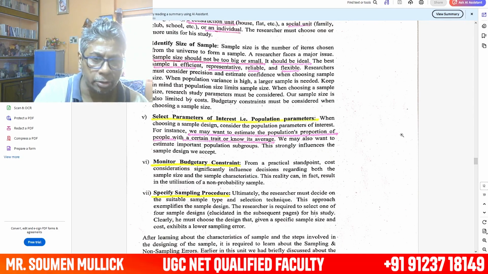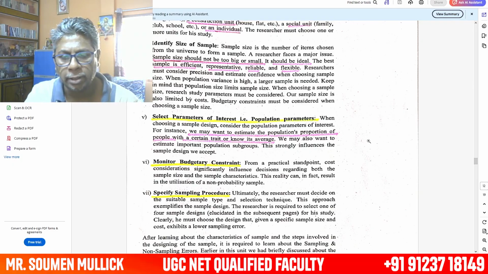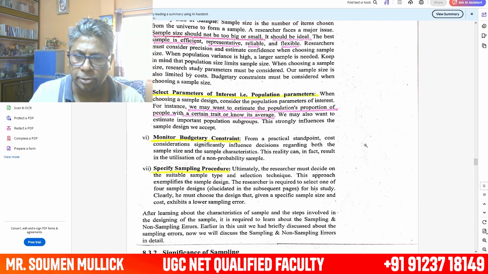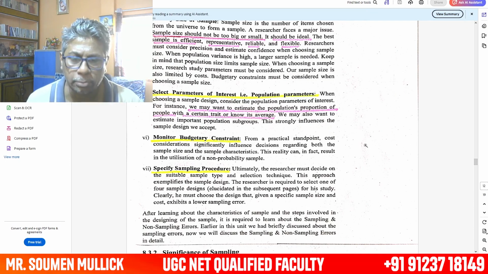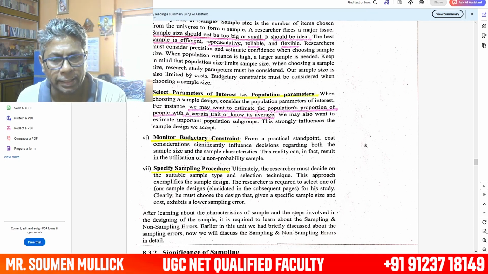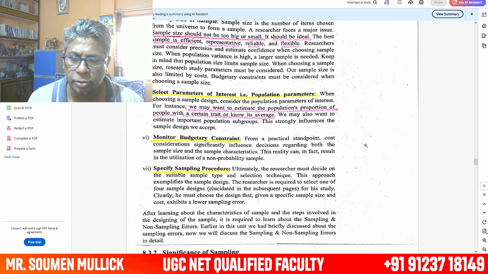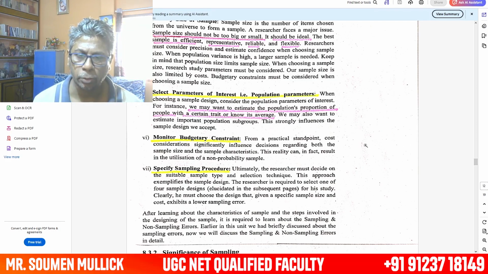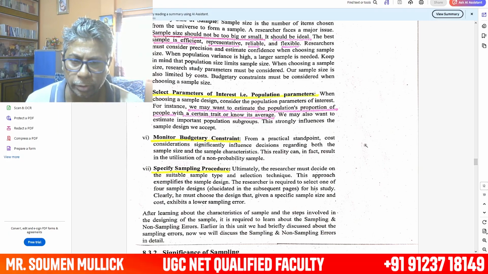Monitor the budgetary constraint and specify the sampling procedure. Sampling procedure means ultimately the researcher must decide the suitable sample type and selection technique. The researcher is required to select one of four sample designs, including the subsequent pages.